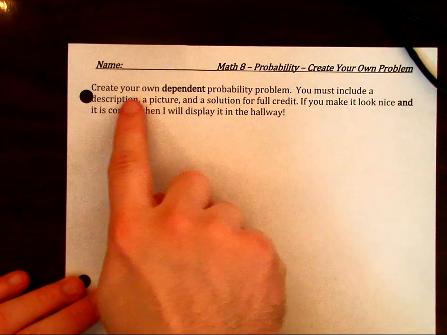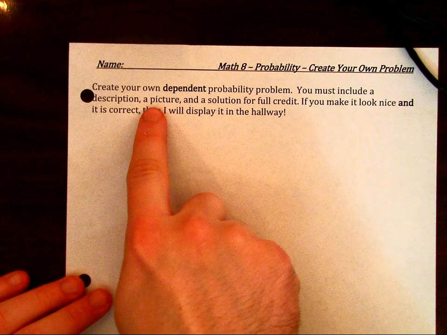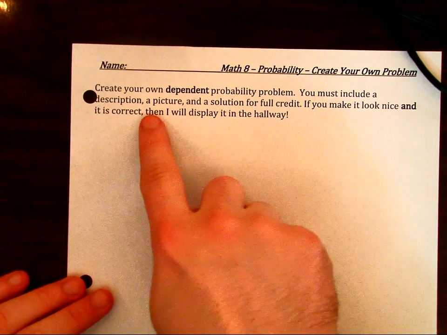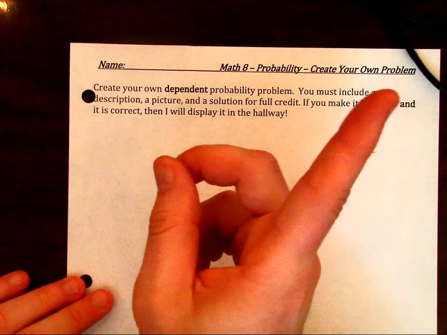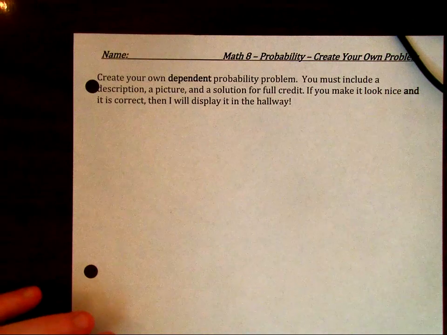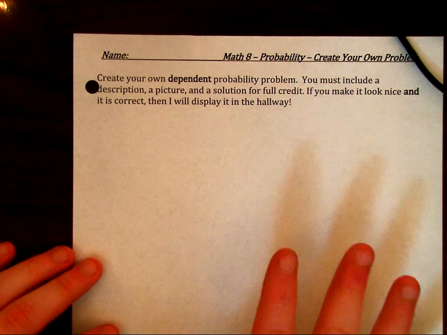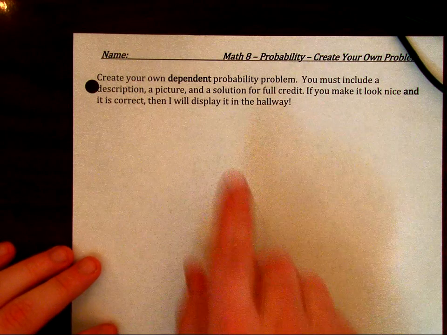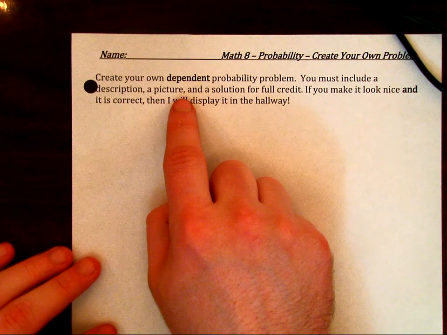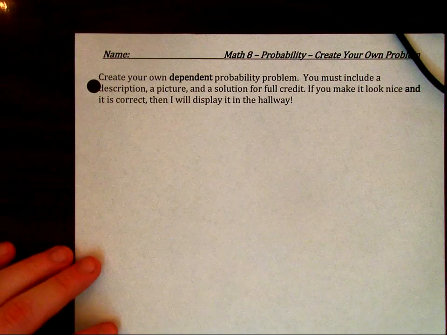It says create your own dependent probability problem. You must include a description, a picture, and a solution for full credit. If you make it look nice and it is correct, then I will display it out in the hallway. You can use this entire space on the back, maybe attach a page for scratch work, but make sure you are showing all those items. You have to write the word problem itself, draw the picture, and make sure it is a dependent event, meaning you're taking something out and not replacing it.